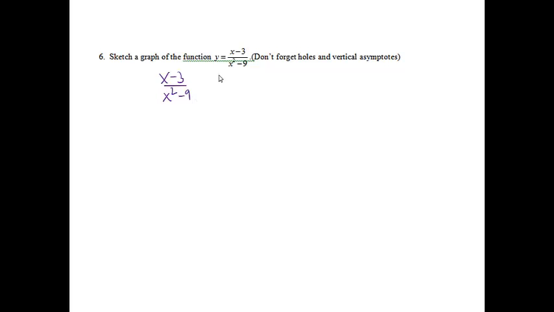When I factor this again, I'll get (x minus 3) over (x plus 3)(x minus 3). The x minus 3's cancel, so I'm left with 1 over x plus 3. Since the x minus 3 cancels out, it was a removable discontinuity, so I should see a hole at x equals 3, even though my calculator will not show that. And at x equals negative 3, that is a non-removable discontinuity, so we will see a vertical asymptote.